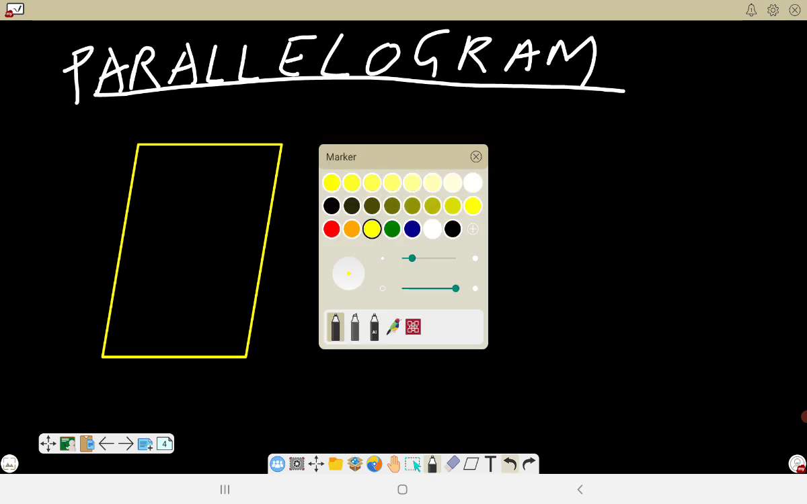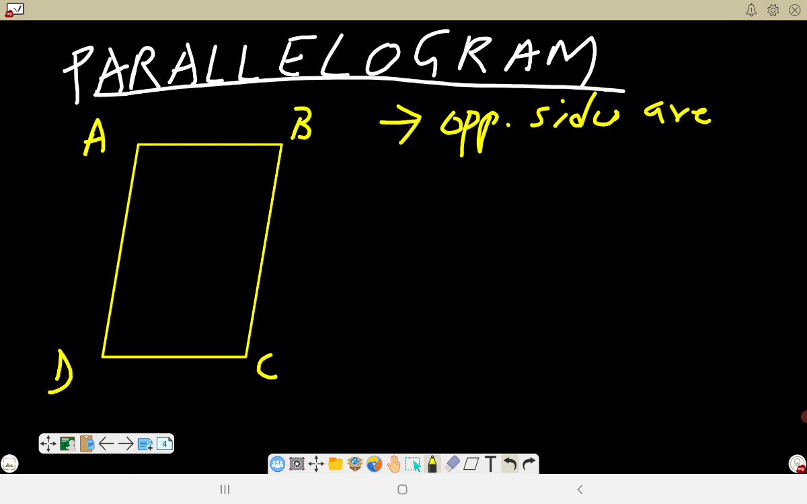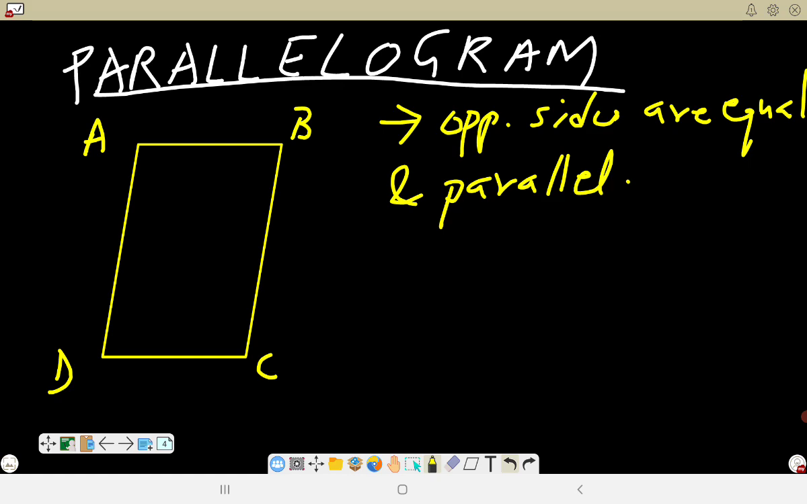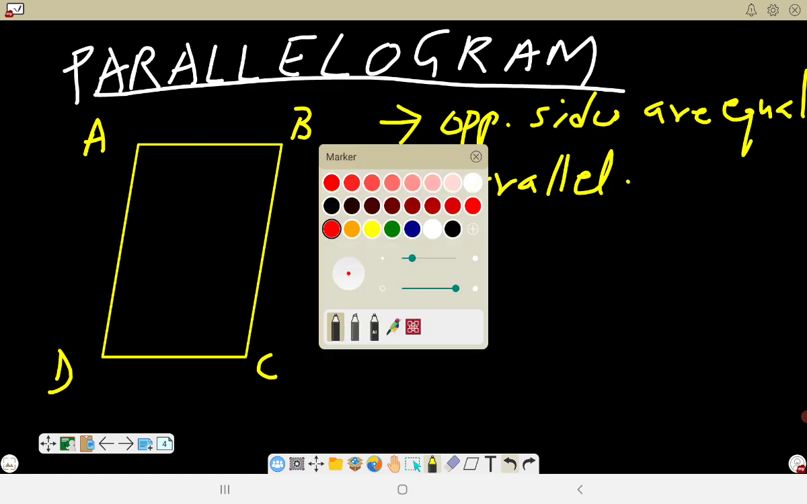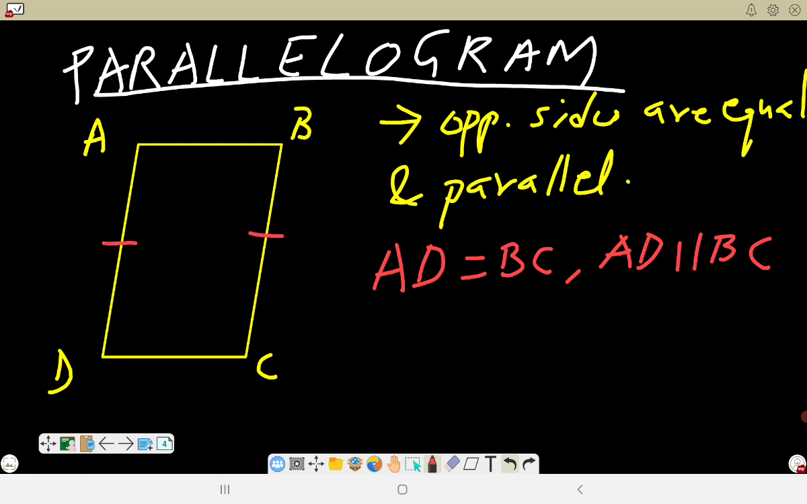First of all, we'll have the vertices A, B, C, D. The first property of a parallelogram is that its opposite sides are equal and parallel. So who will tell me which are the opposite sides? Yes, we can say AD is equal to BC, and also AD is parallel to BC. Our AD is both equal and parallel to BC.